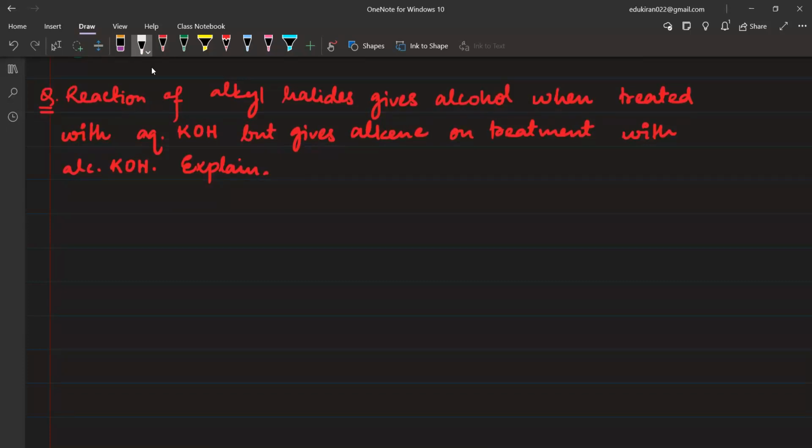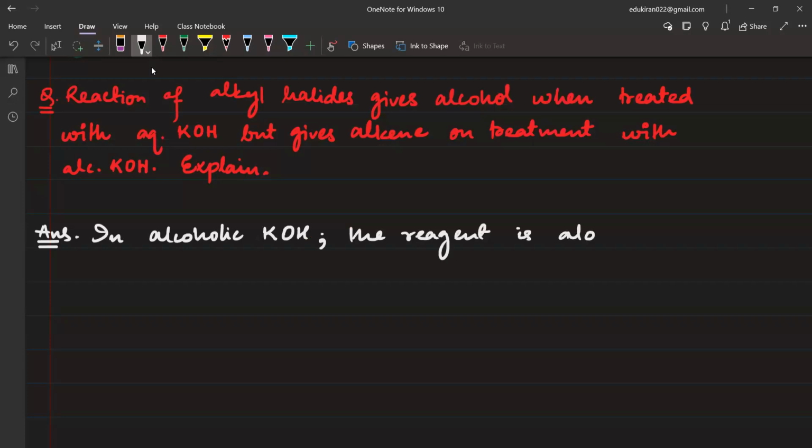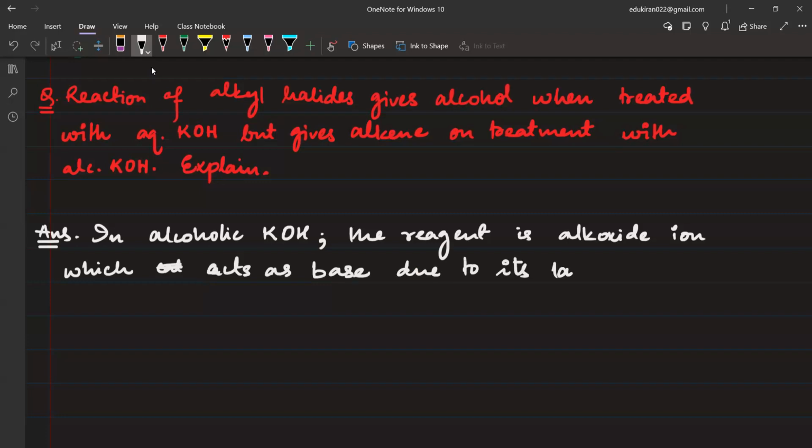Okay, so please write the answer. In alcoholic KOH, the reagent is alkoxide ion, which acts as a base due to its larger size and shows beta elimination.